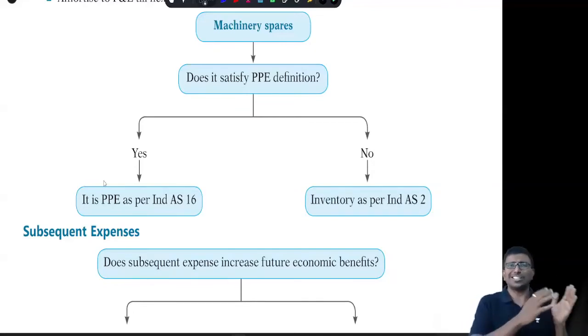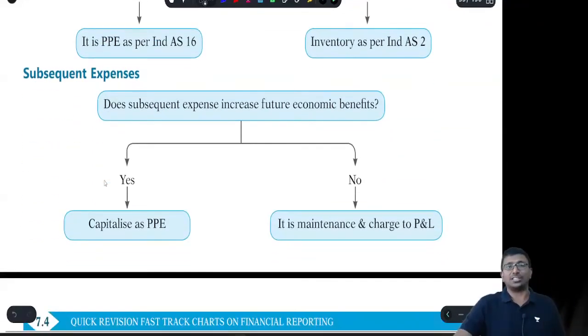That means you recognize it as PPE and depreciate it over its useful life. No sir, it does not satisfy. Why? Because it has less than 12 months of life. Then you treat it as inventory and charge it to P&L whenever you take it out from the storeroom for usage. Whenever it is issued for usage, it should be charged to P&L. Yeah, this is with initial recognition.